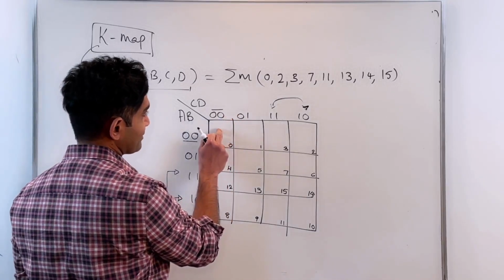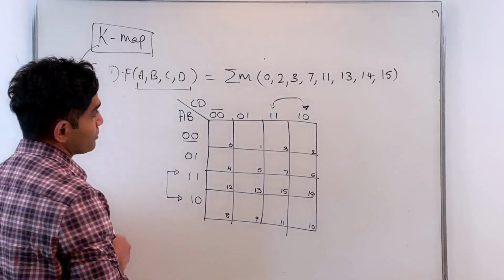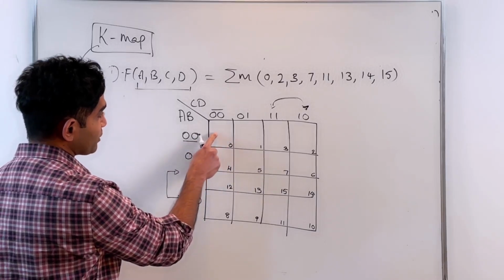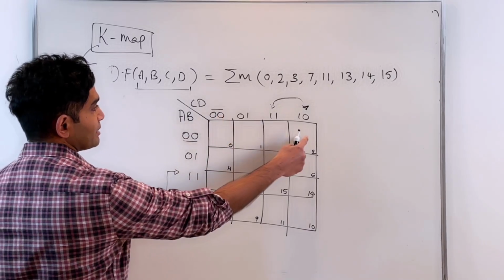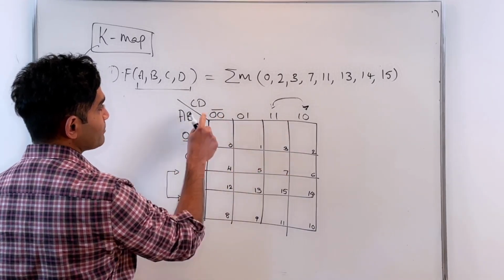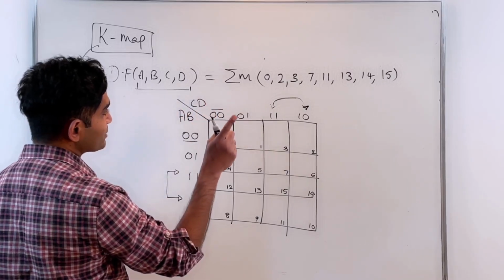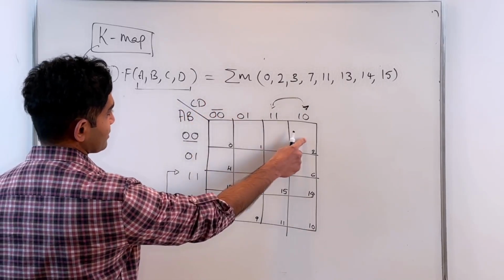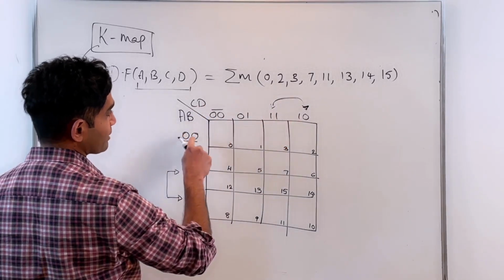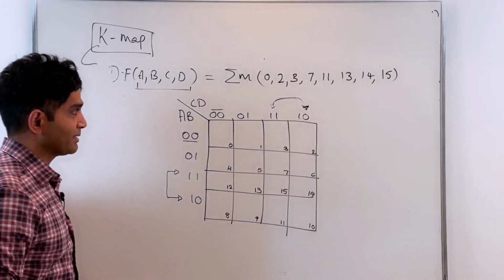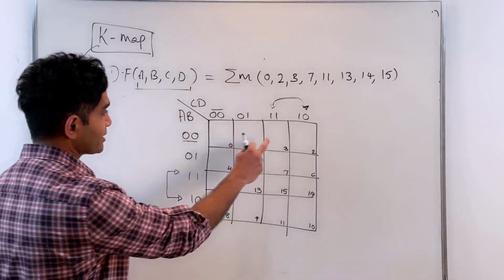Yes. This cell is adjacent to this cell. Why? Because again, the minterm corresponding to that is A prime, B prime, C prime, D prime here. Here I have A prime, B prime, C, D prime. So the only thing that changes going from this cell to this cell is C, right? C changes from 0 to 1. Every other term remains the same. So yes, 0 and 2 are adjacent.